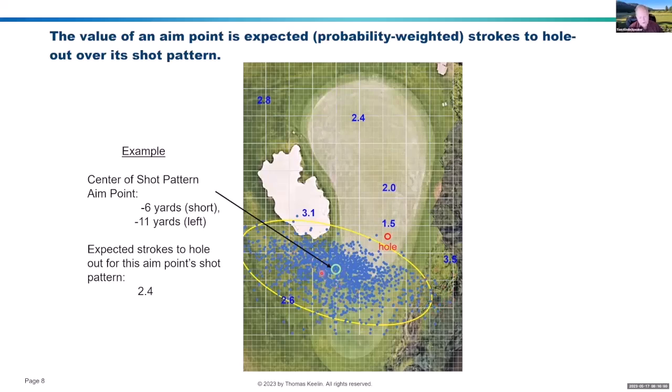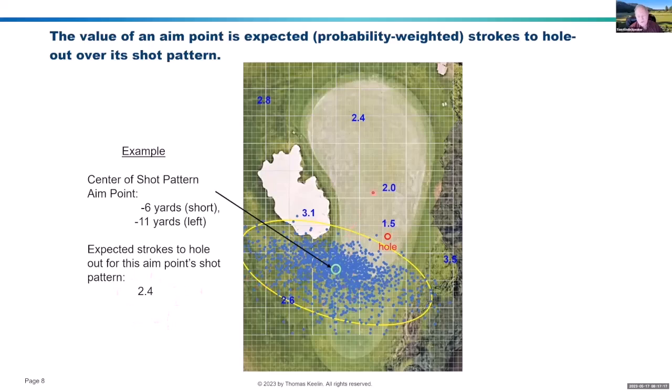But if you want to quantify the value of the aim point, you simply look at the expected strokes to hole out for every one of these blue dot shot pattern points, and average across them. Now, this assumes risk-neutral behavior, which is, of course, reasonable given that there are many hundreds of shots that take place over the course of a golf tournament. Anyway, for this particular location, the expected strokes to hole out from that point is 2.4.